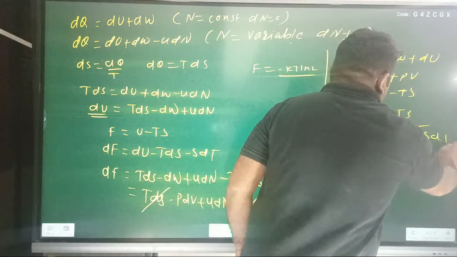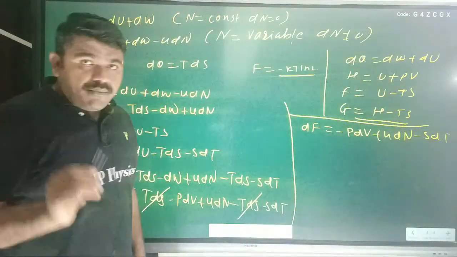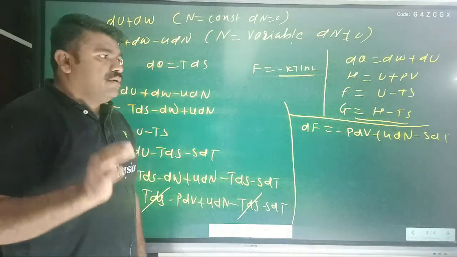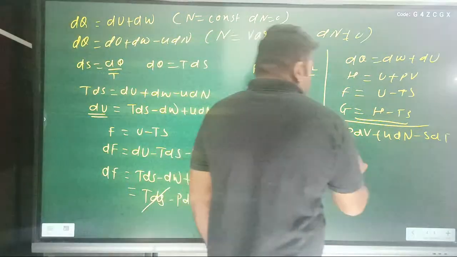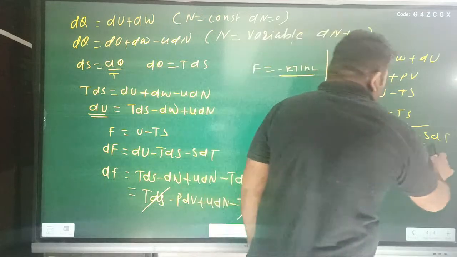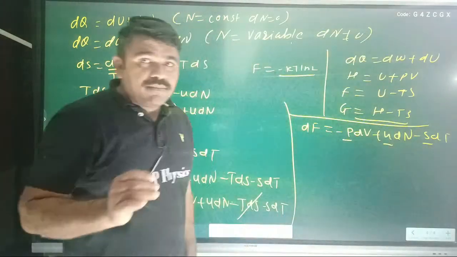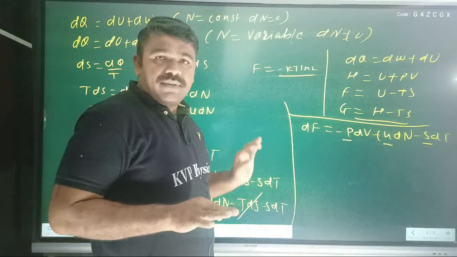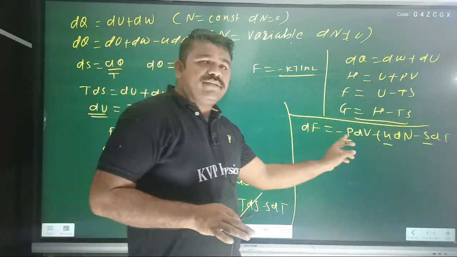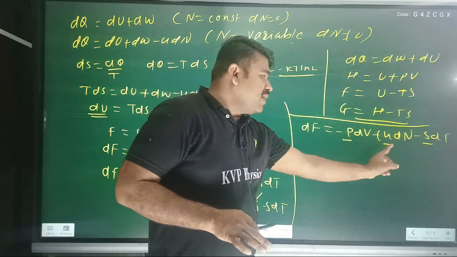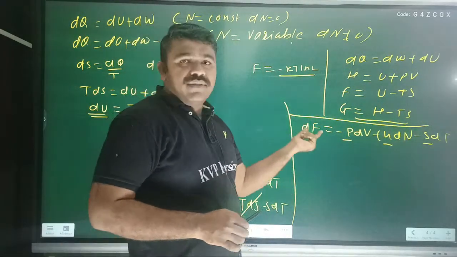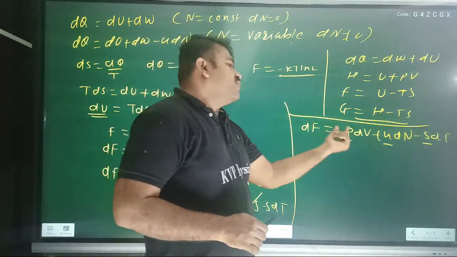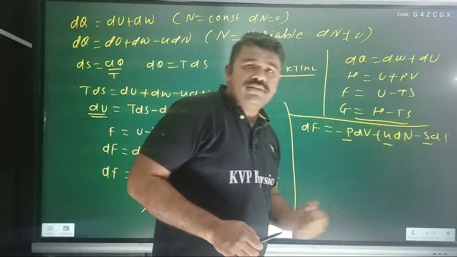Our aim is to find the pressure, chemical potential and entropy. This is pressure, this is chemical potential, this is the entropy. Suppose you know the Helmholtz free energy, we need to find out the pressure, the chemical potential, and the entropy. In the exam, they give the Helmholtz free energy and ask what is the pressure, the chemical potential, the entropy.